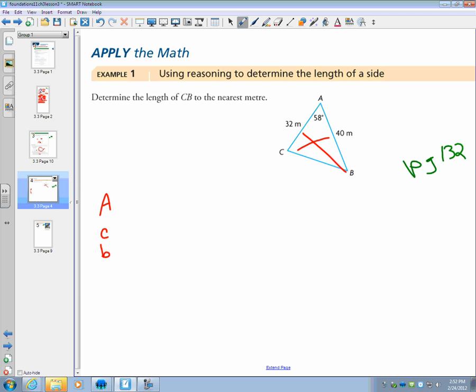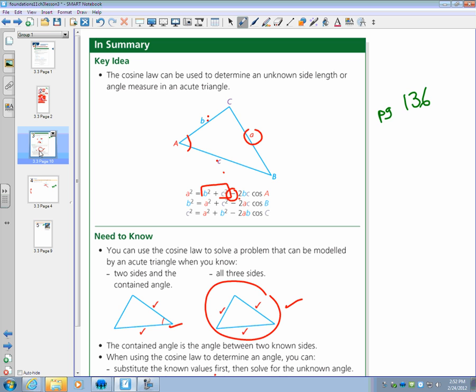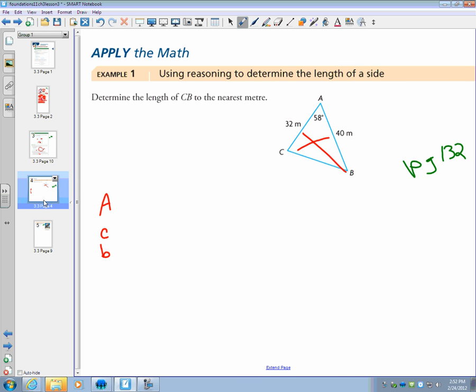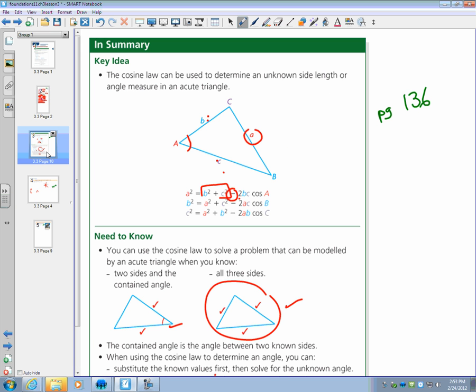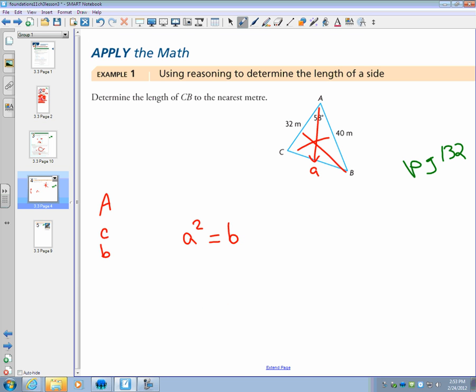And that cosine law, again, was a squared, b squared, or c squared can equal either one of those things. Well, what are we trying to find out here? Determine the length of CB. Well, CB is called A. A is what we're trying to find out. CB is the same as A because it's opposite. We want to use this form: A squared is equal to B squared plus C squared minus 2BC cos A.